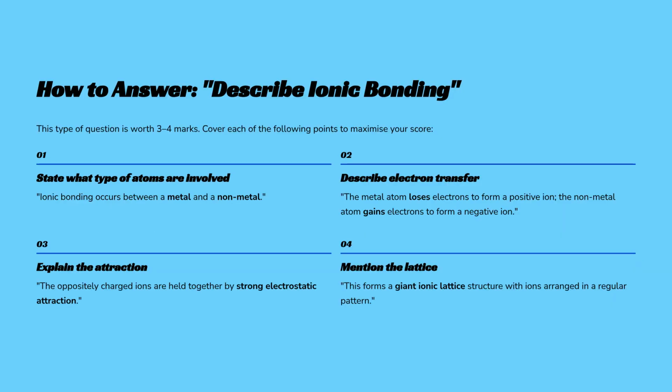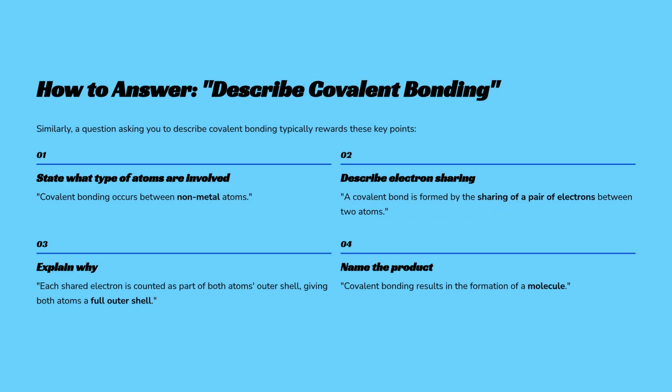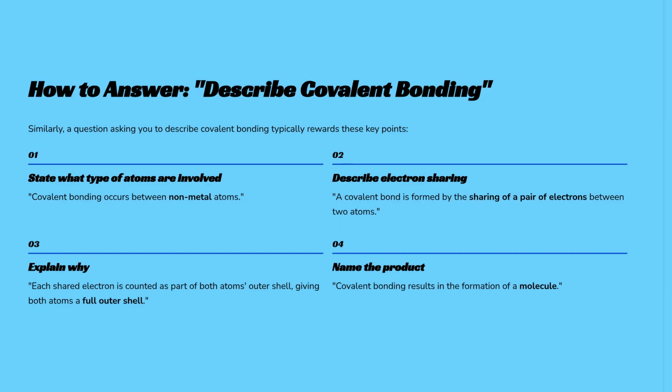To describe ionic bonding for a multi-mark question, cover these points. First, state the atoms involved, a metal and a non-metal. Second, describe the electron transfer. The metal loses electrons to form a positive ion, and the non-metal gains electrons to form a negative ion. Third, explain the attraction. The oppositely charged ions are held by strong electrostatic attraction. Finally, mention the result. This forms a giant ionic lattice structure. These 4 points ensure you maximize your score.